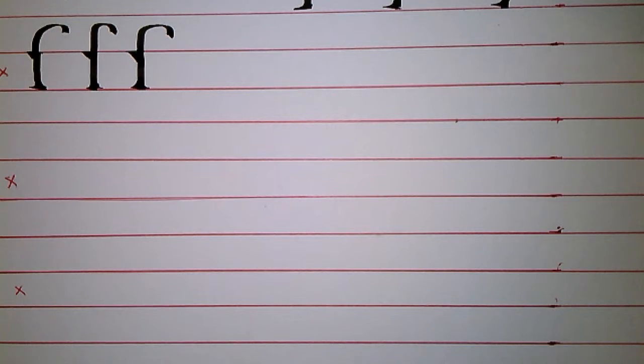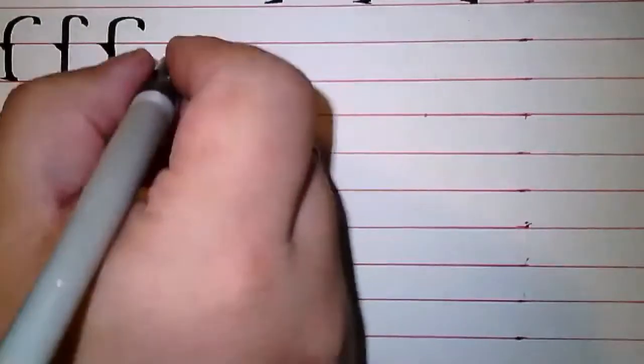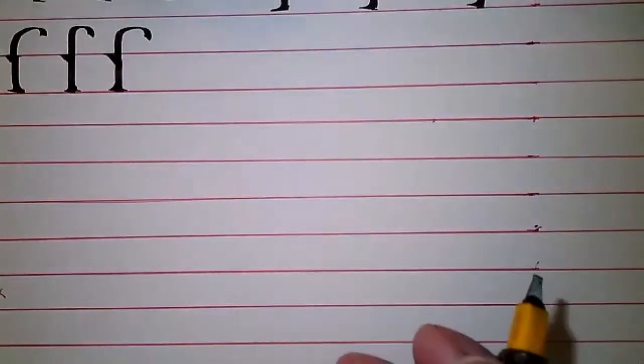All right, the letter T. We have 2 ways to do the letter T. We can do the top part of the T first. The T is essentially a short G, by the way.